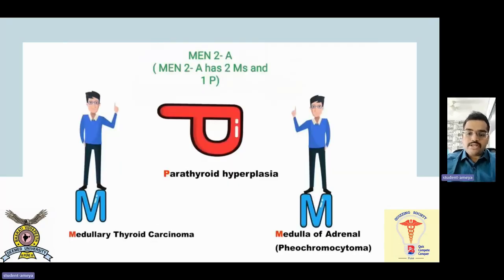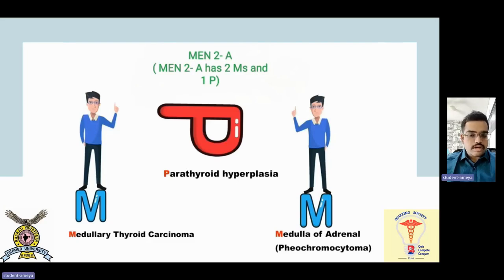Moving on to MEN2A. MEN2A is also called as Sipple syndrome. Now here there is mutation in the RET proto-oncogene which is on chromosome number 10. So as you can see, the main manifestations are already written in this visual mnemonic slide. In MEN1, there were three P's, whereas in MEN2A, there is one P with two M's. What is that one P? Pheochromocytoma, which is a tumor of the adrenal medulla. The two M's are medullary thyroid carcinoma.